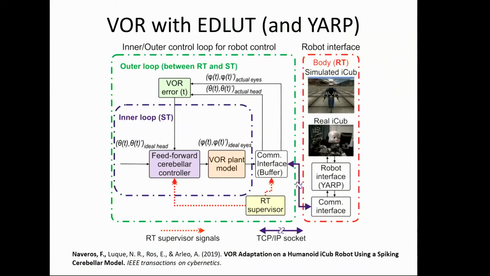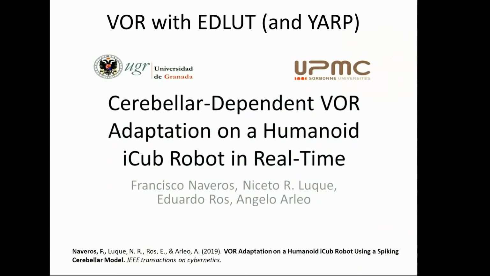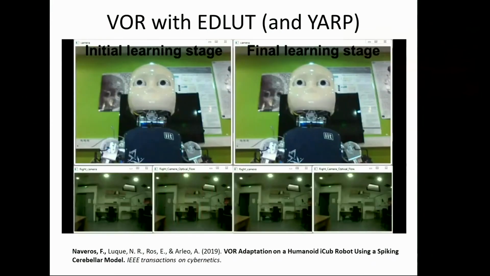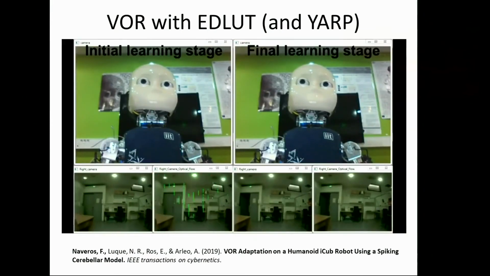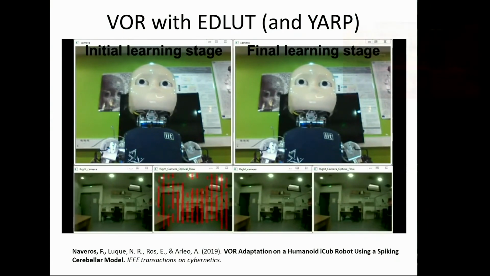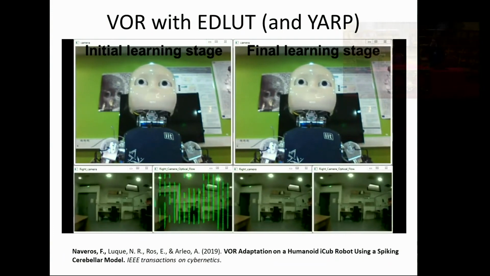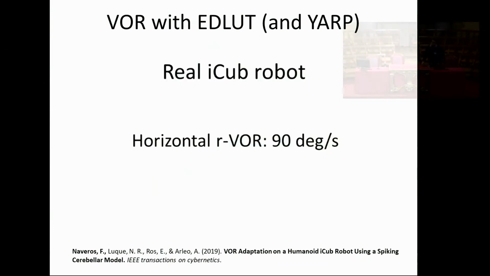Okay. We also implemented this experiment with EDLUT and with our real iCub. This is the control scheme that we implemented in EDLUT. In this case, everything is implemented inside EDLUT with the robot interface. And this is the VOR experiment. In this case, the iCub robot is controlled using velocity commands. So it's quite a bit easier than the torque control that we will use in the second experiment. So the cerebellum controls the velocity of the eye.